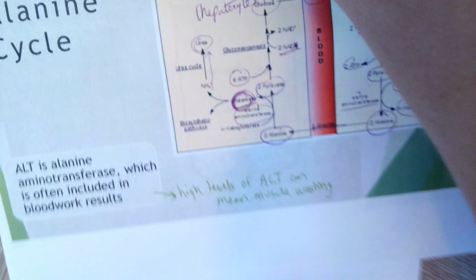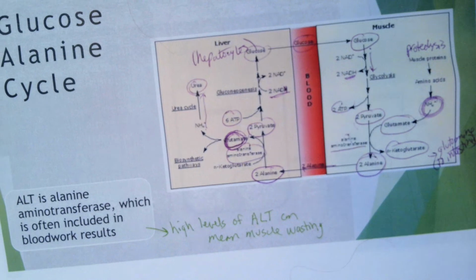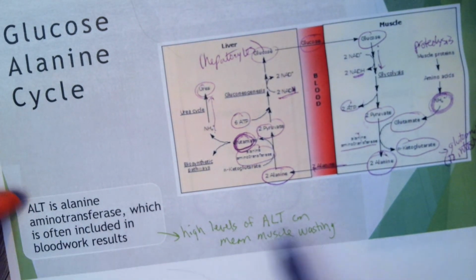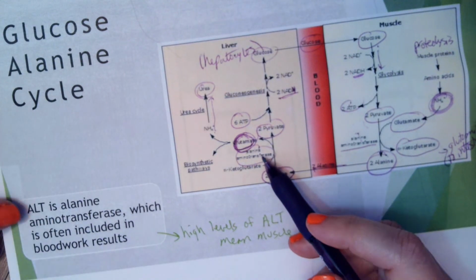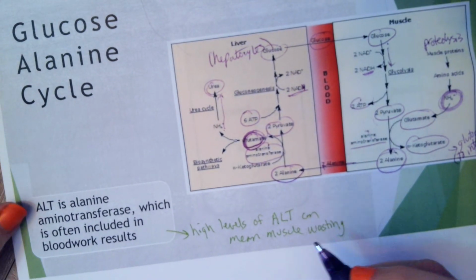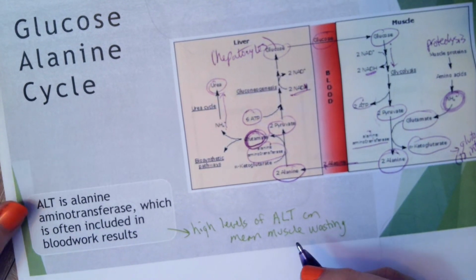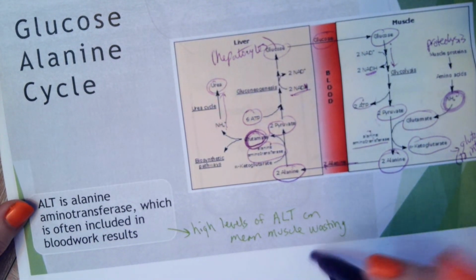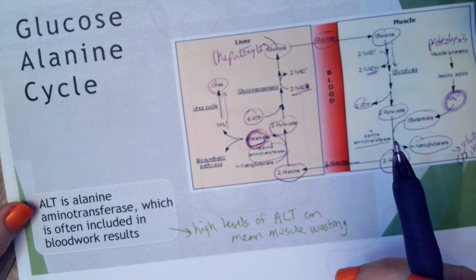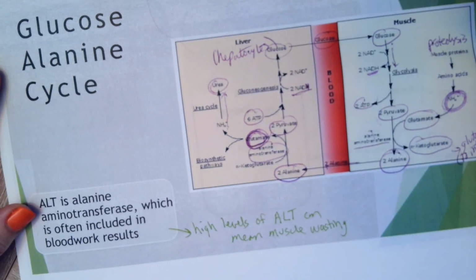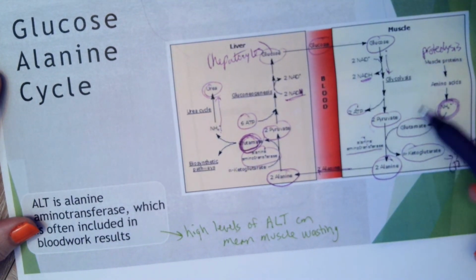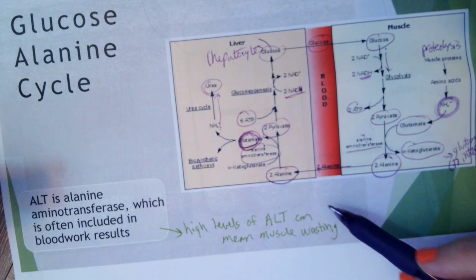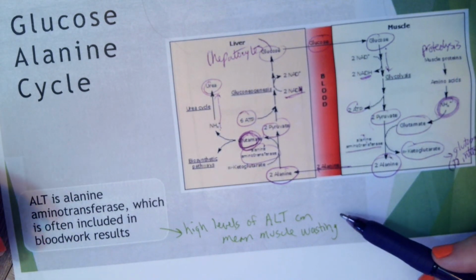Okay, so that is the glucose-alanine cycle in the liver. Now ALT, the alanine amino transferase, is a liver enzyme, obviously. It's an enzyme that is measured when you're doing your blood work. If you have high levels of ALT in your blood, it can often mean that your muscles are being broken down at too high a rate. So there's a normal rate of ALT that you should be having.